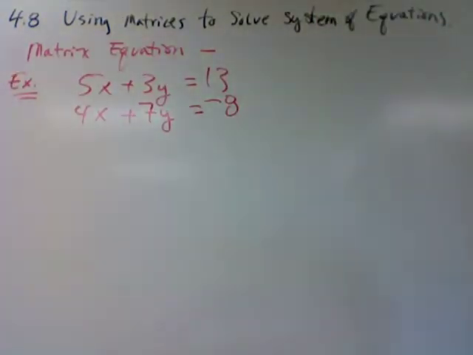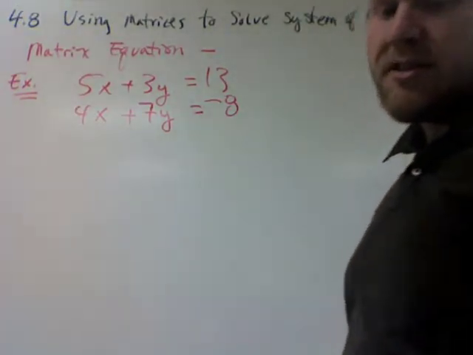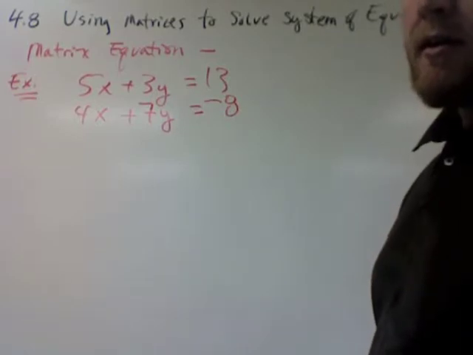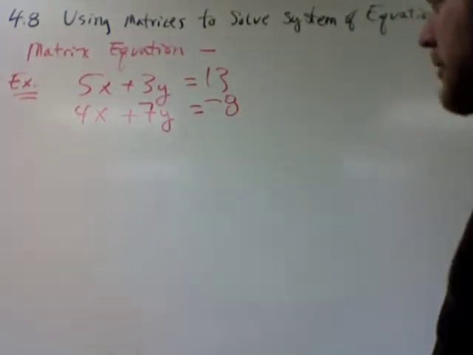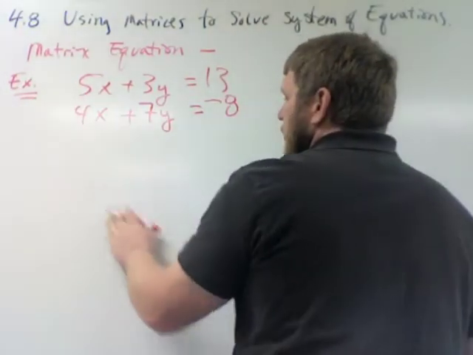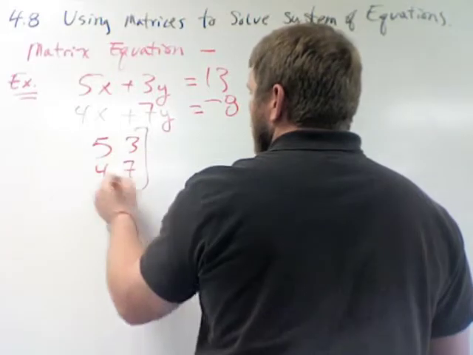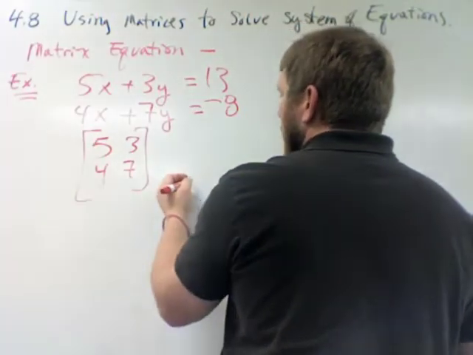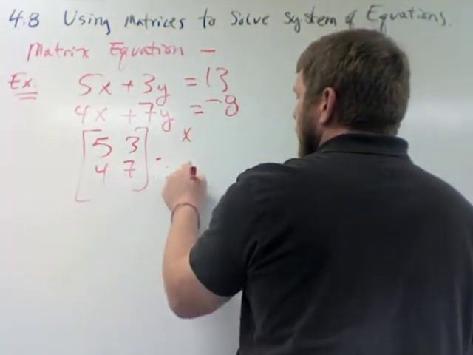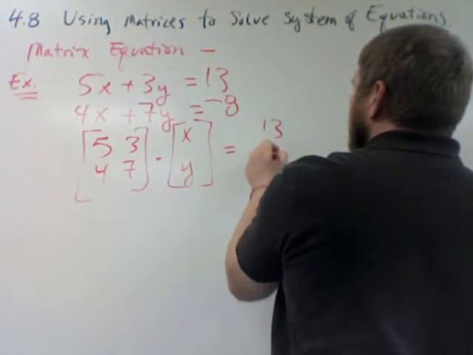All right, so here we go. The first thing I would suggest that you do is put it into the matrix equation. So I want my coefficient matrix. I have 5, 3, 4, and 7, times x comma y equals the solution matrix.